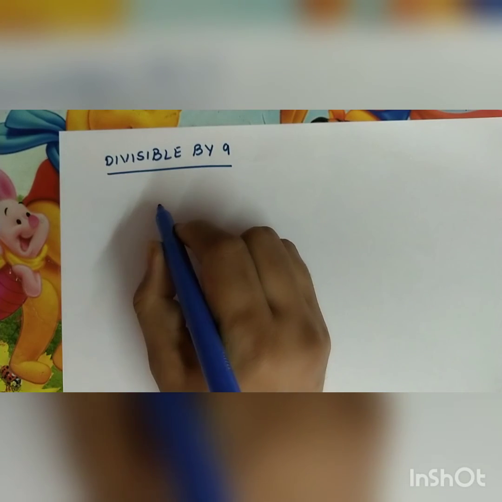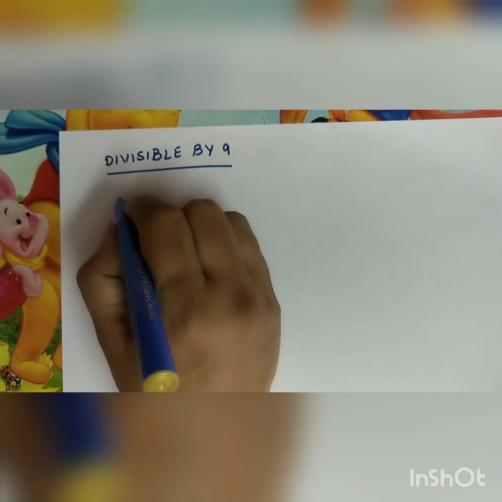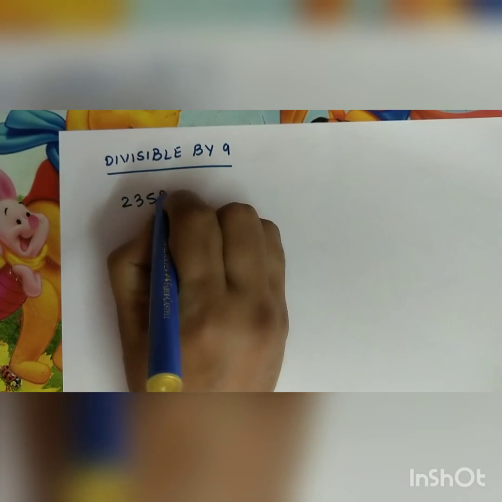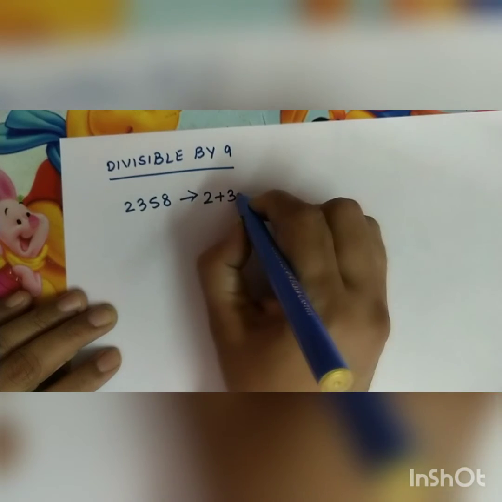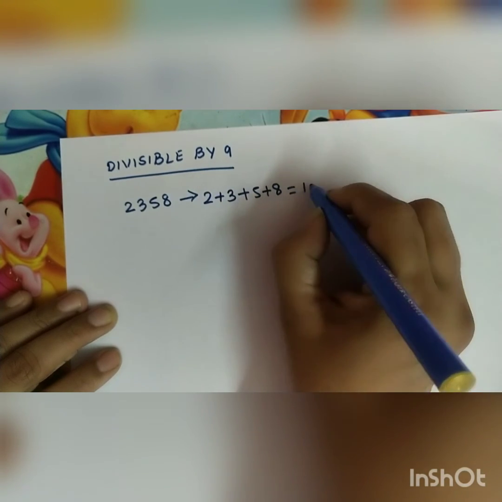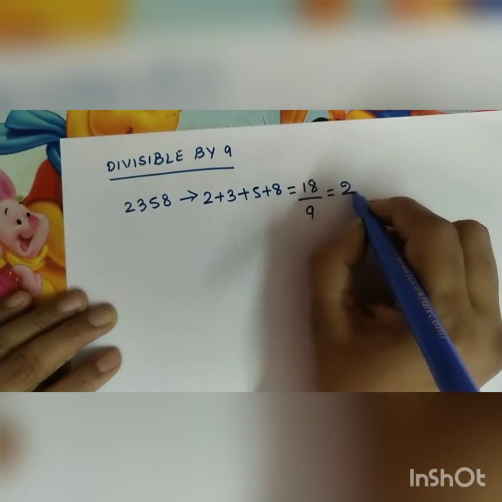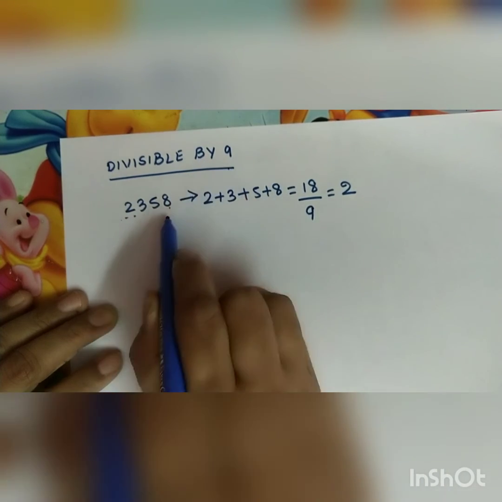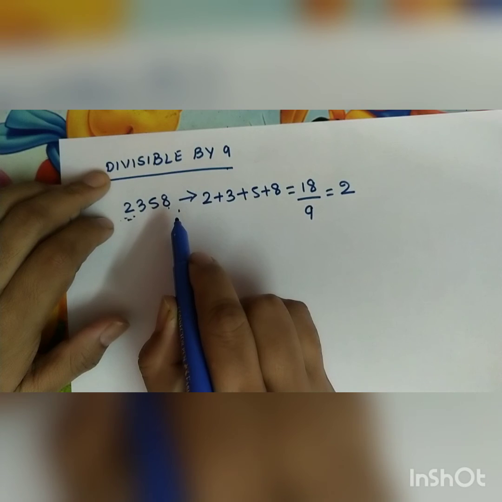The test for 9 is also very easy. For this, we just have to add all the digits. Let's consider the example 2358. If I add all the numbers, 2 plus 3 plus 5 plus 8, I get the value 18. When I divide it by 9, I get the answer 2. So when we add all the digits and divide by 9, if it is divisible, we can say that the entire number is divisible by 9.